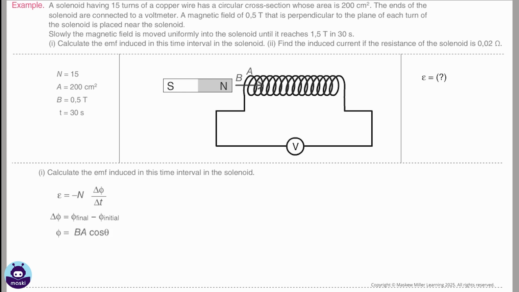The initial magnetic flux and the final magnetic flux can be calculated easily. Note that the angle theta is 0 degrees here. The area of the solenoid that is experiencing the flux is given as 200 centimeters squared. We can calculate the flux through a single loop of the solenoid. Phi initial equals 0.5 times 200 times 10 to the power negative 4 times 1 equals 0.01 Weber.